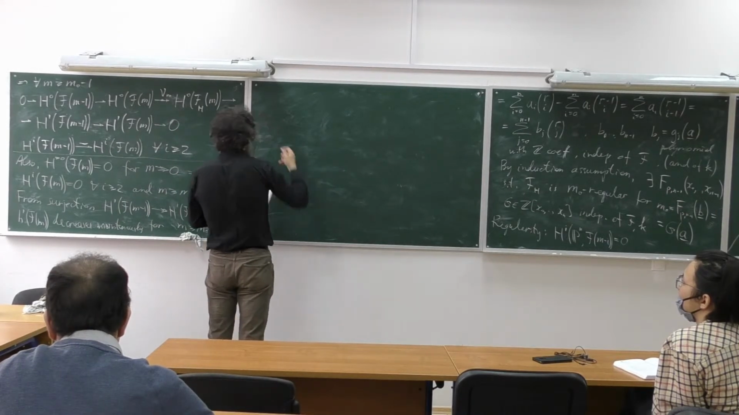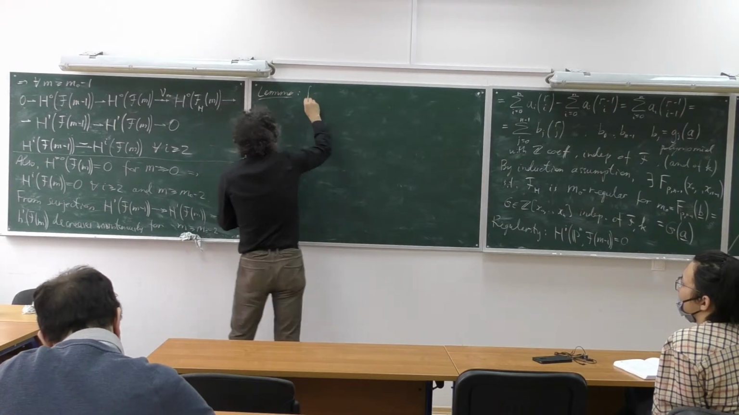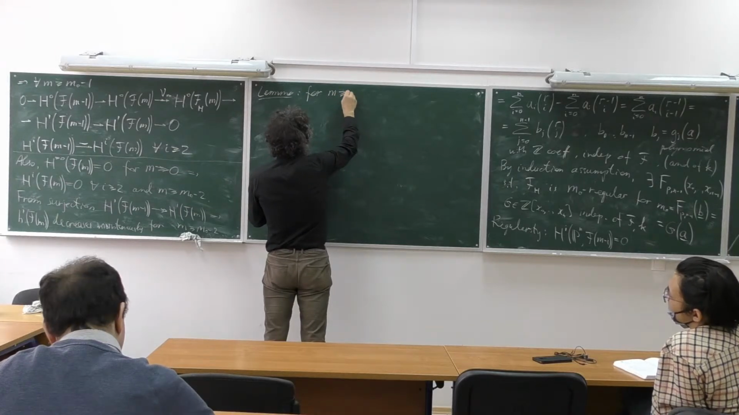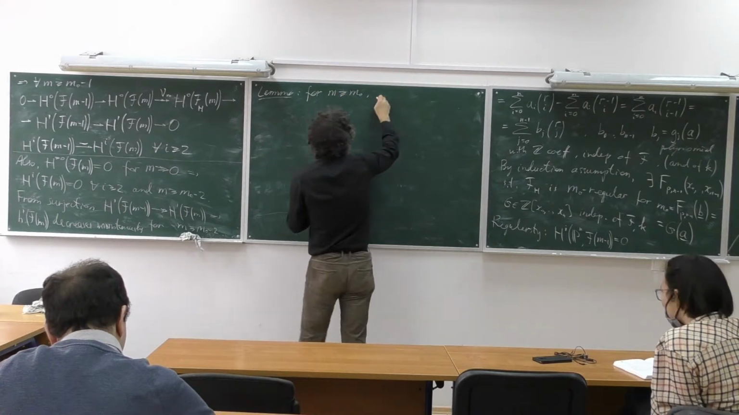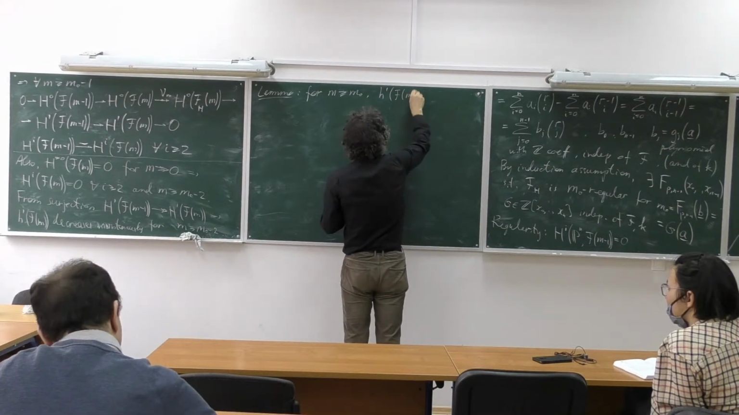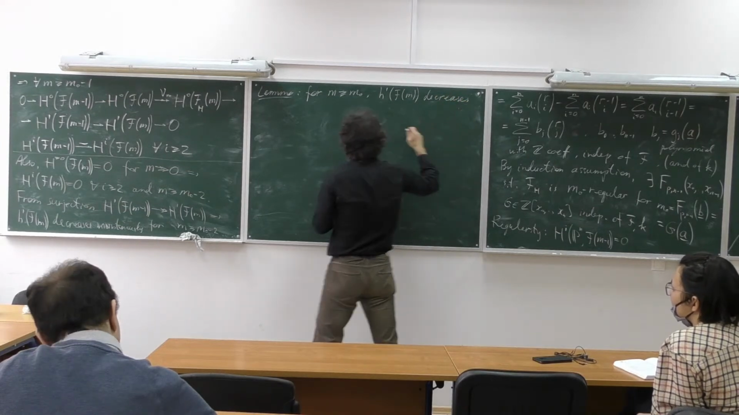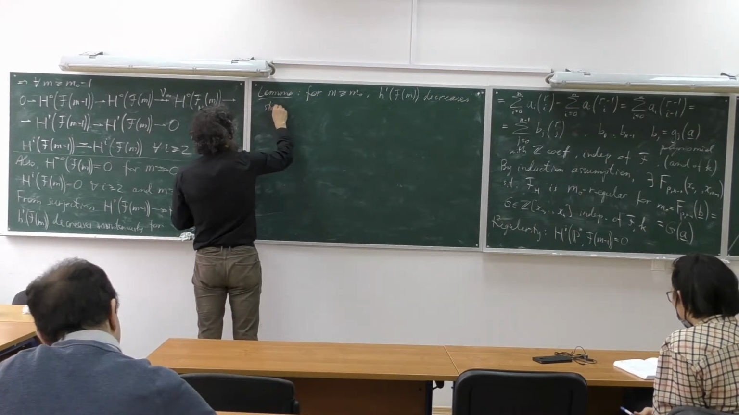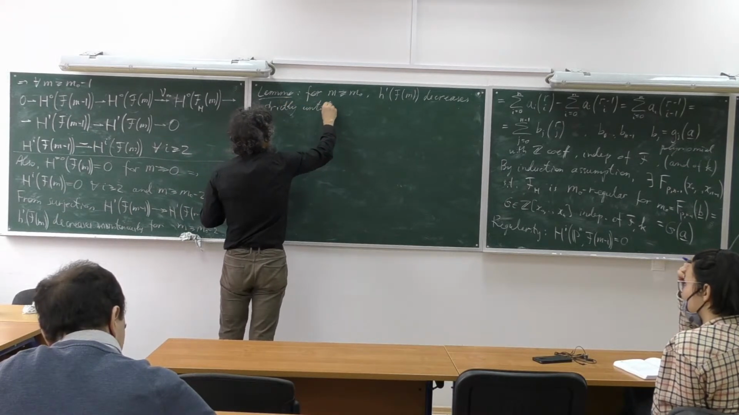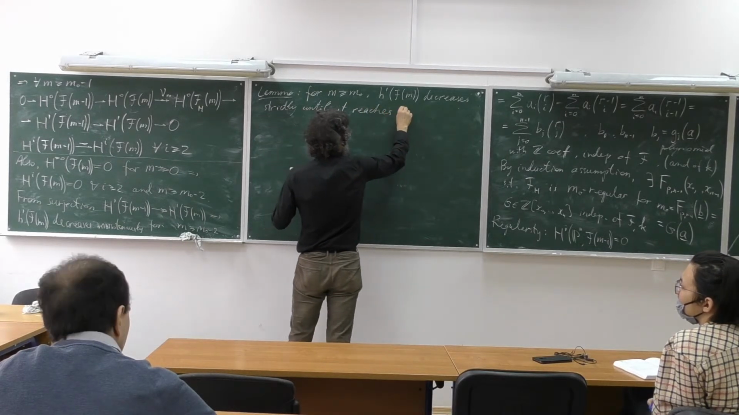Okay, so lemma: for m bigger than m0, h1 of F(m) decreases strictly until it reaches 0.